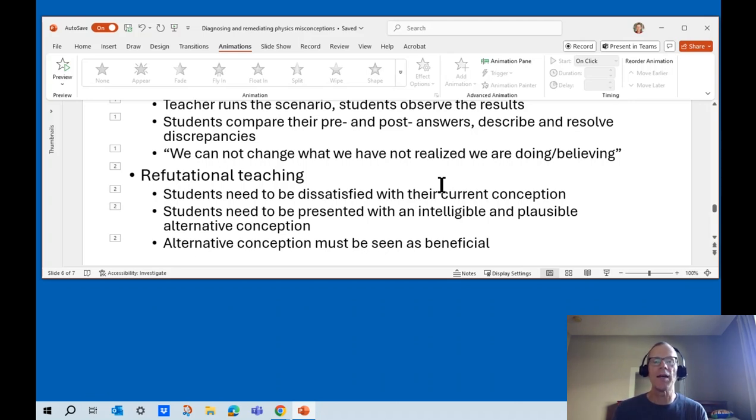And also the alternative conception needs to be seen as beneficial. And beneficial, in the grand sense, means that the new explanation has more power than the old explanation. The new explanation helps you do things better, and maybe it just helps you answer physics questions better in class. That's not the greatest motivation, but it's better than zero motivation. The explanation needs to help you construct something better, utilize a tool better, for example. So those would be descriptions or examples of beneficial.